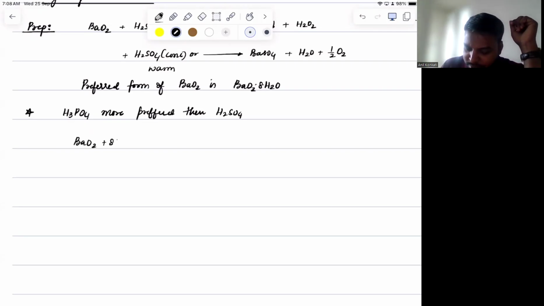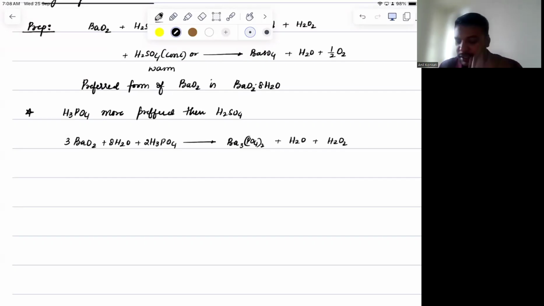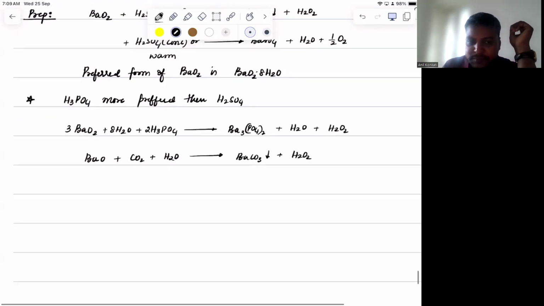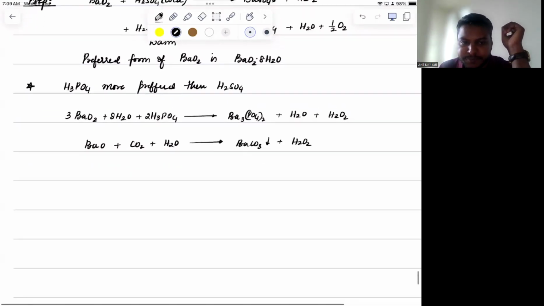BaO2.8H2O plus H3PO4, right? If I take 3 moles here and 2 moles of phosphoric acid, then I'll get Ba3(PO4)2, which is also a PPT, plus H2O plus H2O2. That's how we can get peroxide using phosphoric acid. The same can be done even with carbon dioxide. If you add it to carbon dioxide, it will become barium carbonate, a white PPT, and peroxide will be released. These are a few methods by which you can do it.